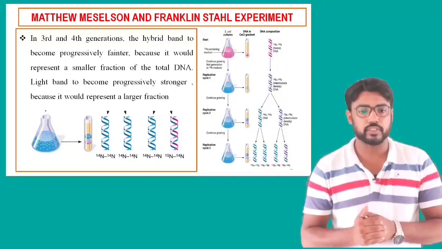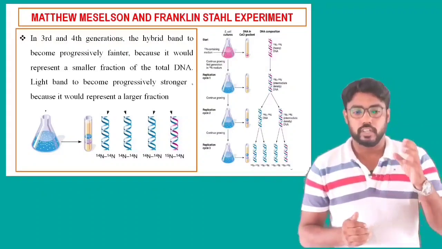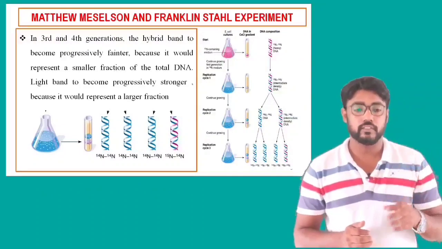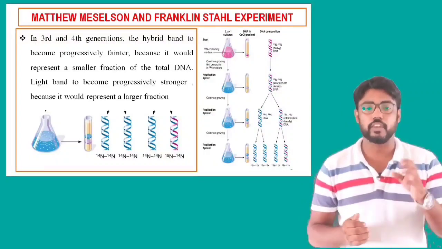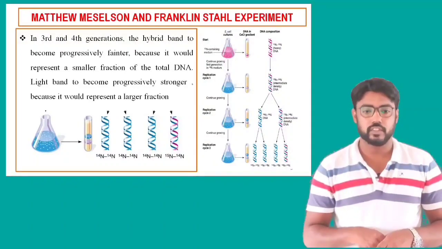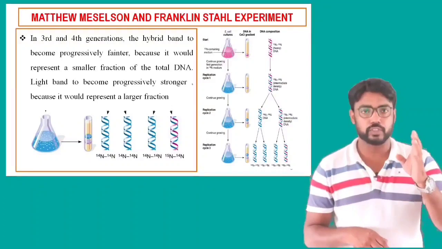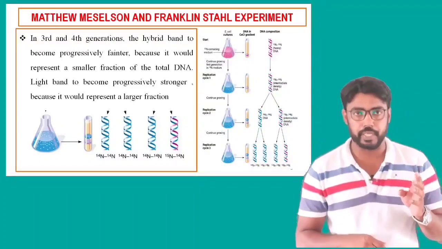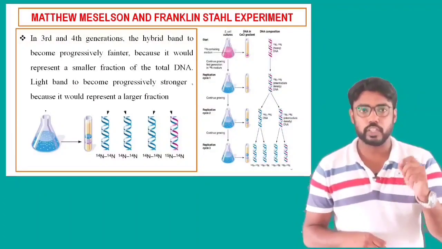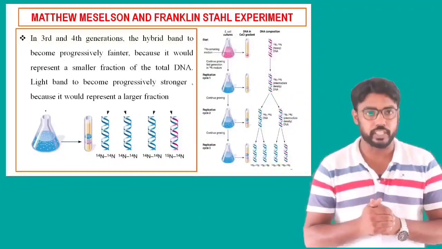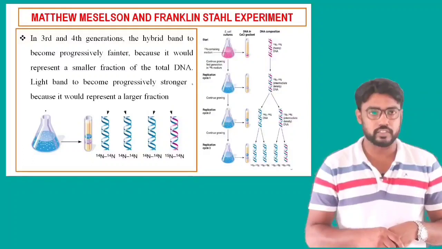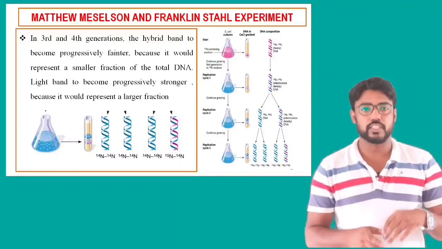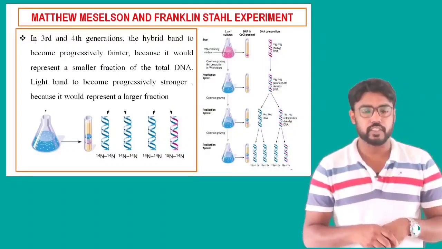Because in the third and fourth generation, the hybrid band becomes progressively faded, because this intermediate band represents only a small fraction of total DNA. That's why it only gives a faded band.